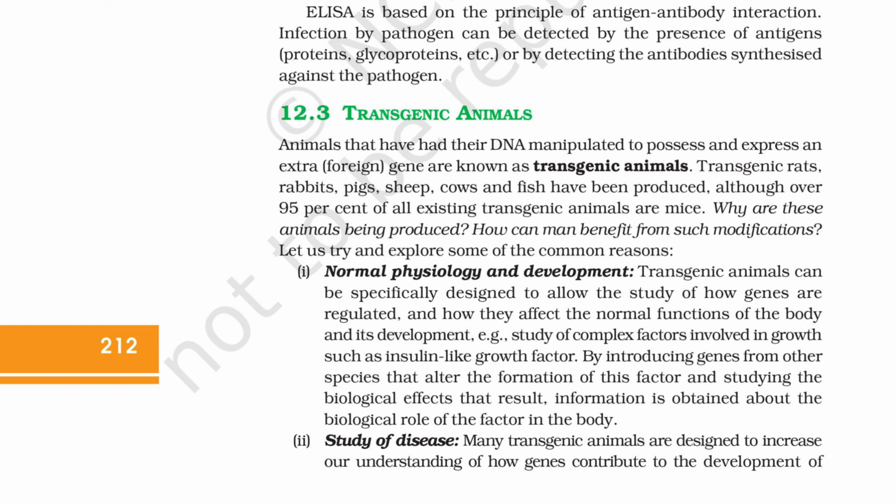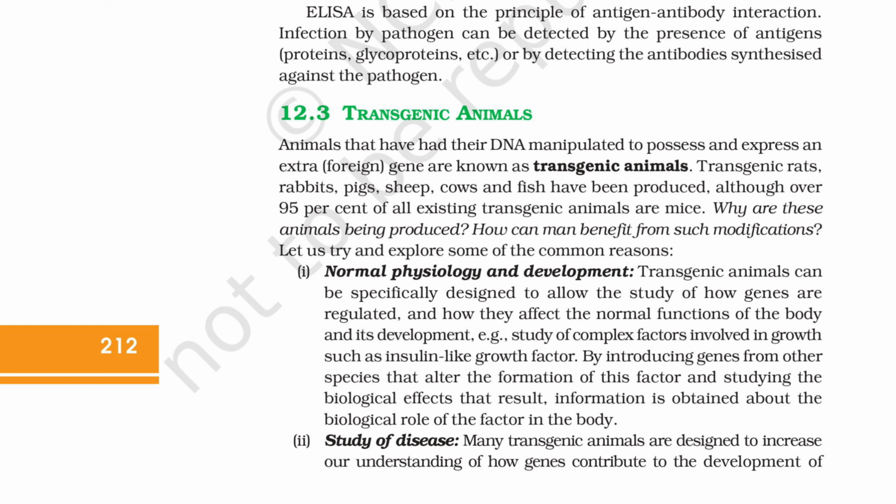1. Normal physiology and development. Transgenic animals can be specifically designed to allow the study of how genes are regulated, and how they affect the normal functions of the body and its development. Example: study of complex factors involved in growth such as insulin-like growth factor, by introducing genes from other species that alter the formation of this factor and studying the biological effects that result. Information is obtained about the biological role of the factor in the body.